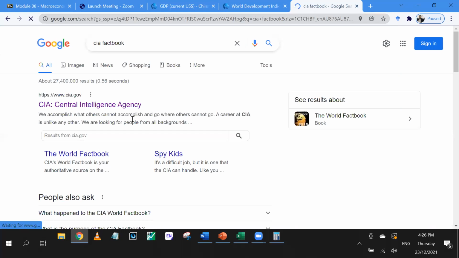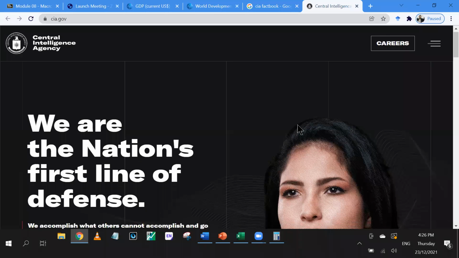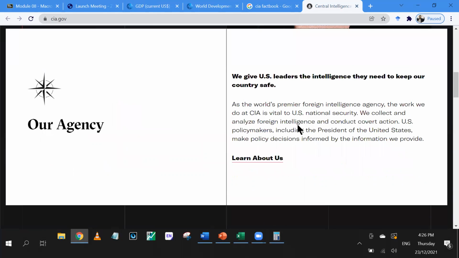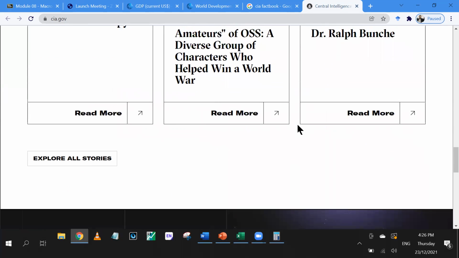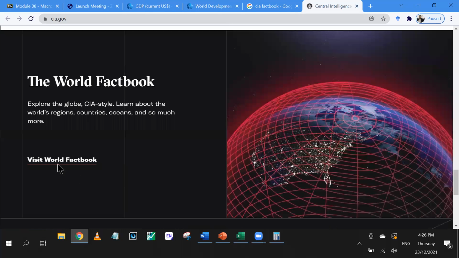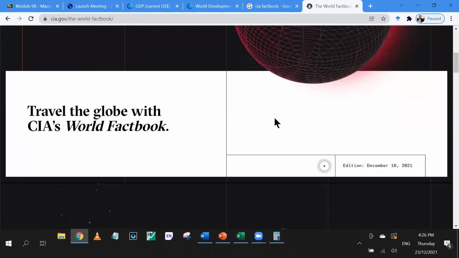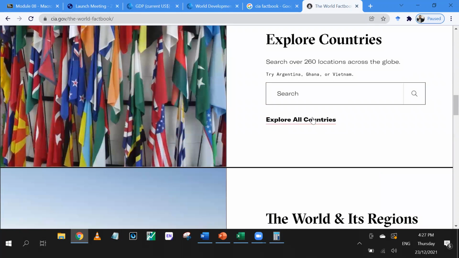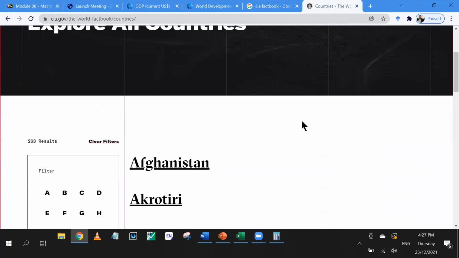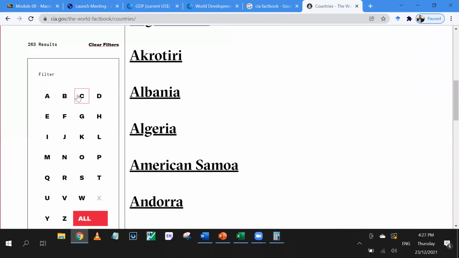So they have all the data of every country organized in there. That is the Factbook, the World Factbook. So you type any country's name in here and you find such. Explore all countries, for example. All countries. Now let's go to China.